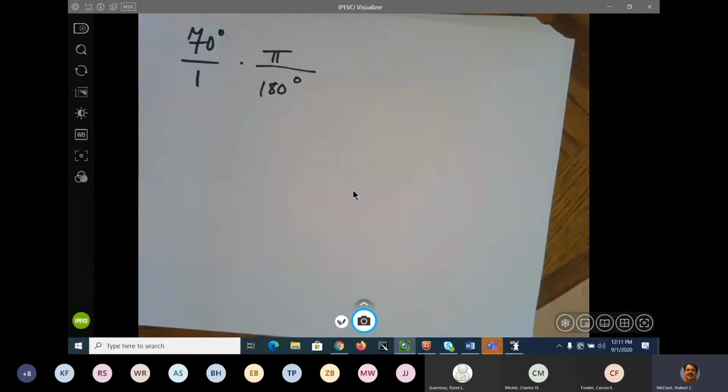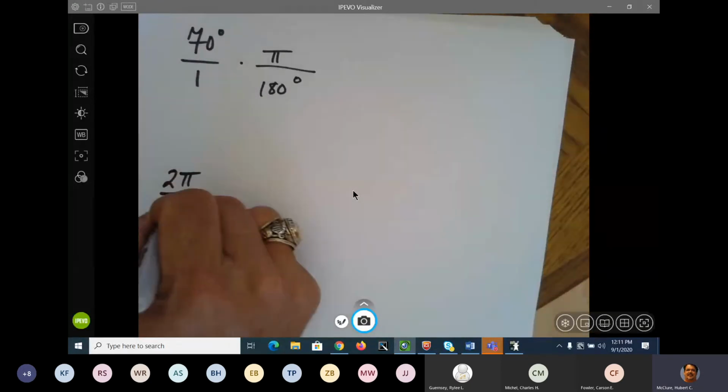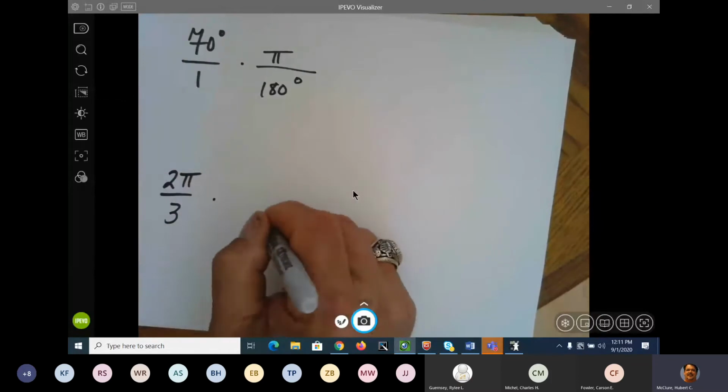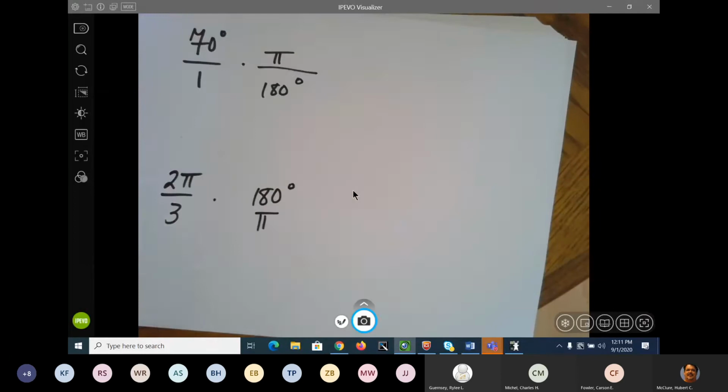Well, what if you have 2 pi over 3? What unit do you have? Pi. Which one has pi in the bottom? 180 over pi. Simple as that. You don't have to try to remember anything. All you got to know is 180 over pi, pi over 180, and then use as needed.